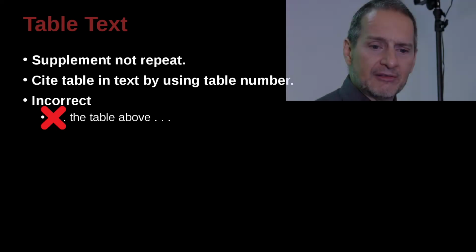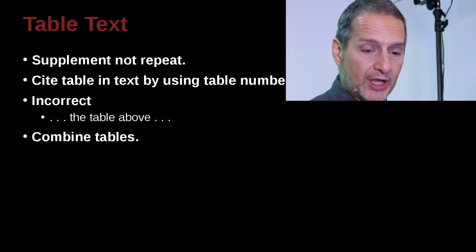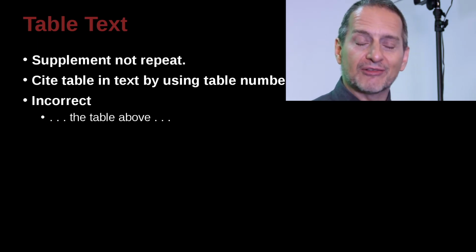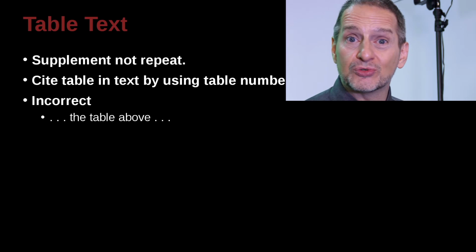When you cite a table, of course, you're going to say something like see table 1, see table 2. So for example, this would be the wrong way, the table above, and then this would be the right way. Well, actually, we don't have the right way here. The right way would be see table 2, see table 1.